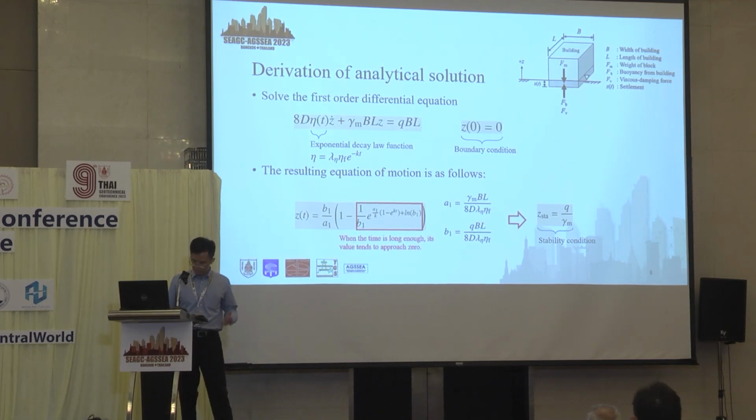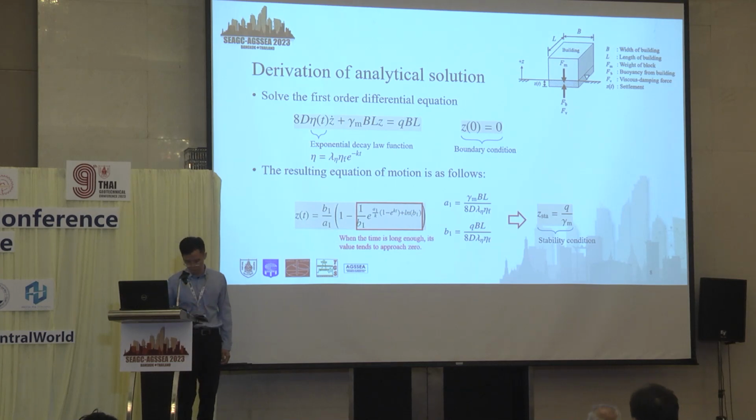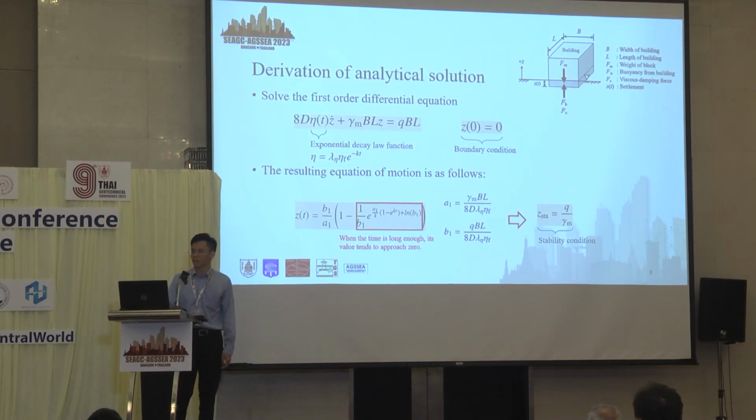Then we can solve this differential equation by using a mathematical technique. We can see this equation shows like this, and our viscosity is represented by an exponential decay law function, like this. And we will follow this kind of boundary condition. The resulting equation of motion is as follows. As you can see, when the time is long enough, this value will tend to approach zero. Then we can get the stability condition that looks like this.